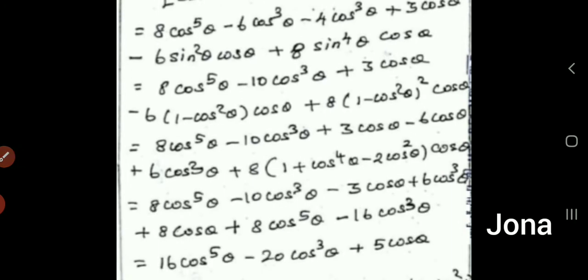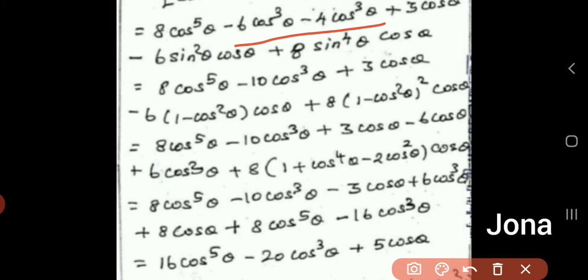So in this I want to simplify. Here minus cos^3 θ minus 4 cos^3 θ can be written as minus 10 cos^3 θ, and then keep the other things as it is. And here the sin^2 can be written in terms of 1 minus cos^2, and even this sin^4 can be written as sin^2 θ the whole square. That sin^2 θ can be written as 1 minus cos^2 θ the whole square into this cos θ. And then again I want to multiply everything there, then remove the brackets there.